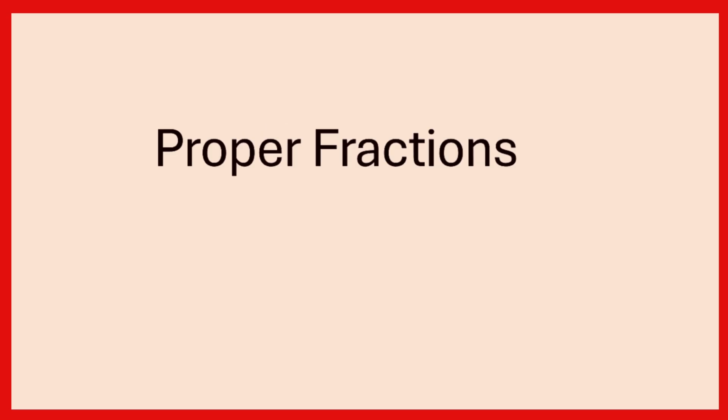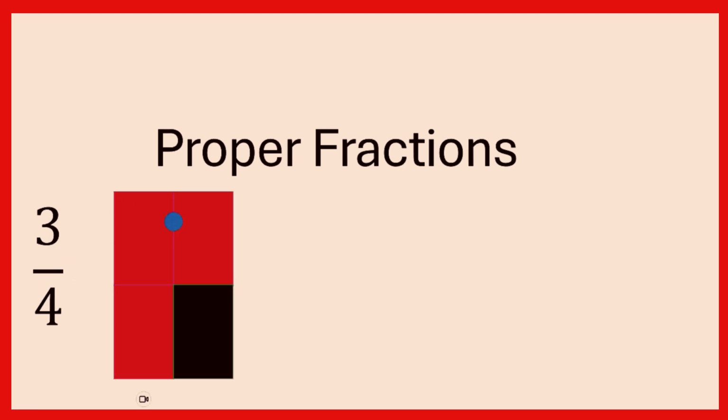We have proper fractions, and this is one of the examples of a proper fraction. You have 3/4. This is a proper fraction because the numerator is smaller than the denominator. The numerator is the number you have on top of a fraction, and the denominator is what you have below the fraction line. So the numerator here is 3, which is smaller than the denominator. So this is a proper fraction, and this can be denoted with this shape.